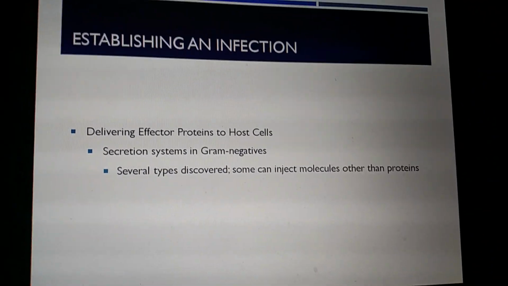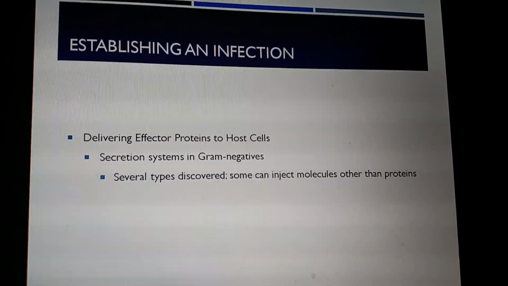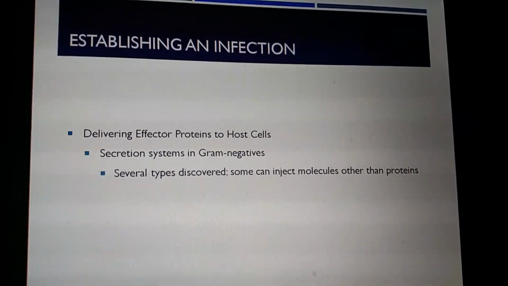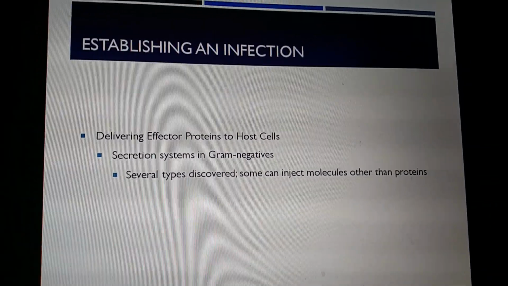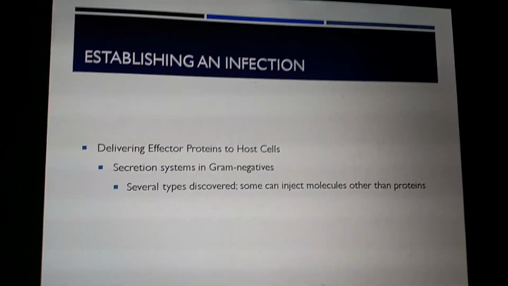You can also have pathogens delivering effector proteins to host cells. So gram-negatives can actually inject molecules other than proteins into cells to kill them or damage them.